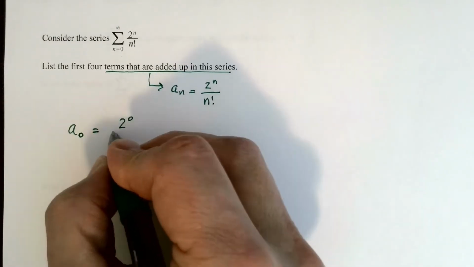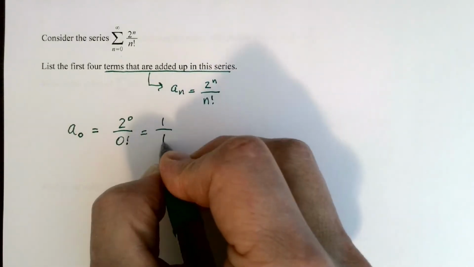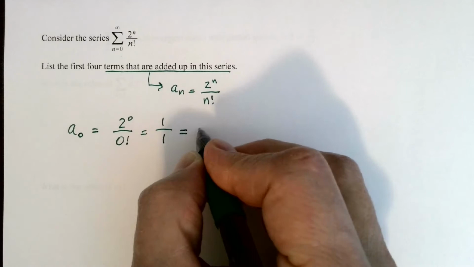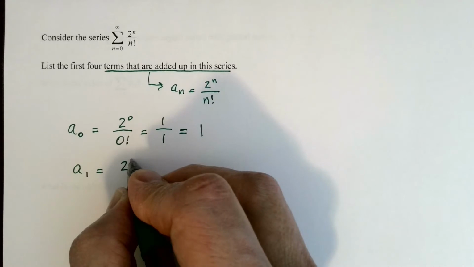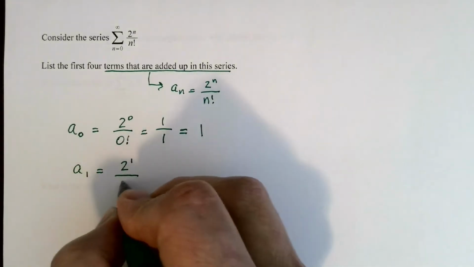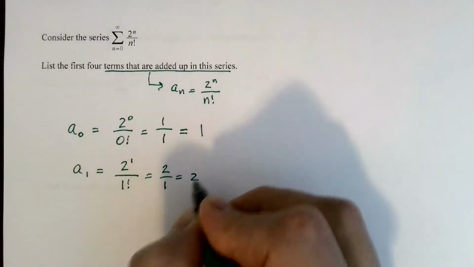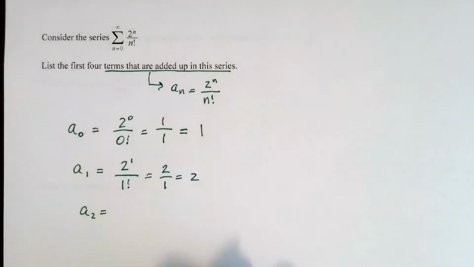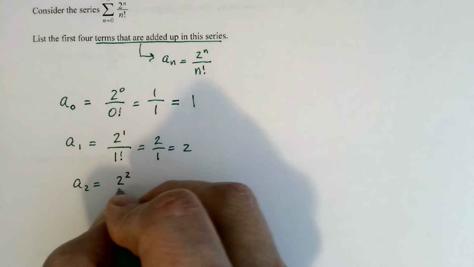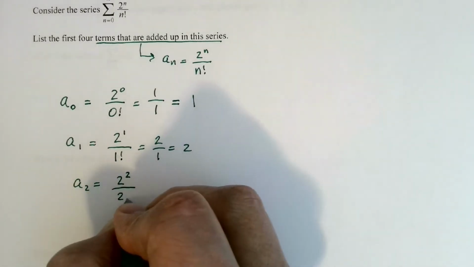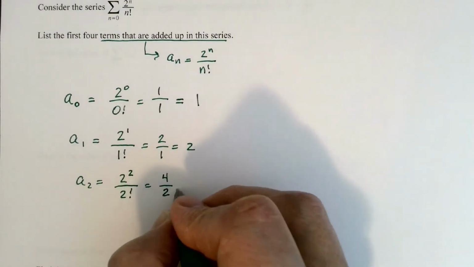So 2 to the 0 over 0 factorial. 2 to the 0 is 1. 0 factorial, remember we defined that to be 1, and so we get 1. What's a sub 1, the second term in the sequence? 2 over 1 factorial. So I get 2 divided by 1, which is 2. The third term in our sequence is going to be 2 squared over 2 factorial. 2 squared is 4, 2 factorial is 2 times 1 is 2, and I get 2.